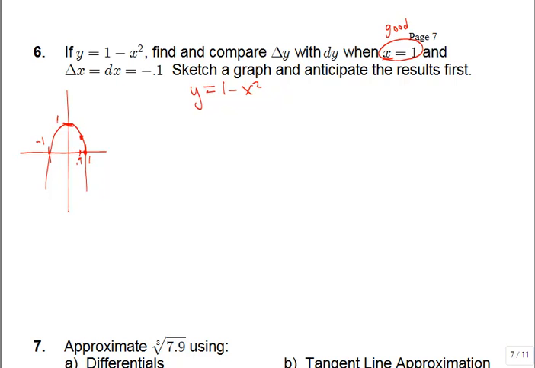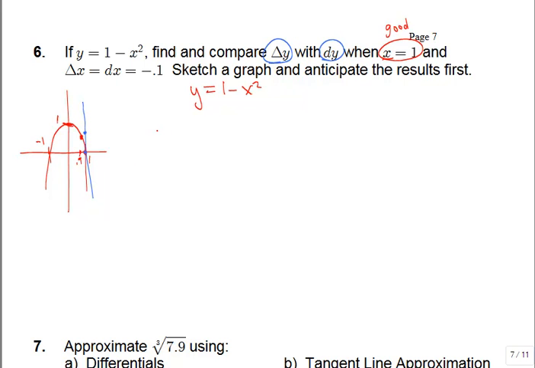So if I could find the actual change or difference in those two y coordinates, that's what delta y would be. What dy represents, if you visualize this tangent line, here's that point at 1, and then at 0.9 we might be at this little dot on our line. So dy would be just slightly bigger than that, a little bit bigger change than the delta y would be in this particular graph. So we're going to find each of these and compare.